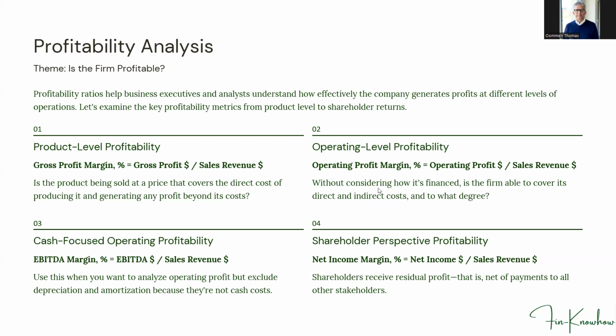But if you look at the company as a whole across all forms of financing, all forms of capital providers, then the operating margin is a better measure. And EBITDA margin is, of course, a slight tweak on the operating margin measure. So we have four measures of profitability. The numerators are different, the denominators are all the same.